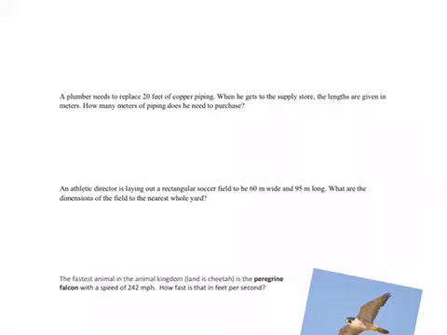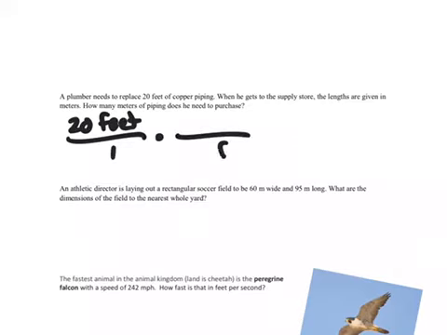So he has 20 feet, which is 20 feet over 1. I'm going to put feet in that denominator, and we're trying to get to meters. The conversion we have for this is that 1 meter is 3.28 feet. This will get our feet to cancel out. So really what's happening here is we have 20 divided by 3.28.